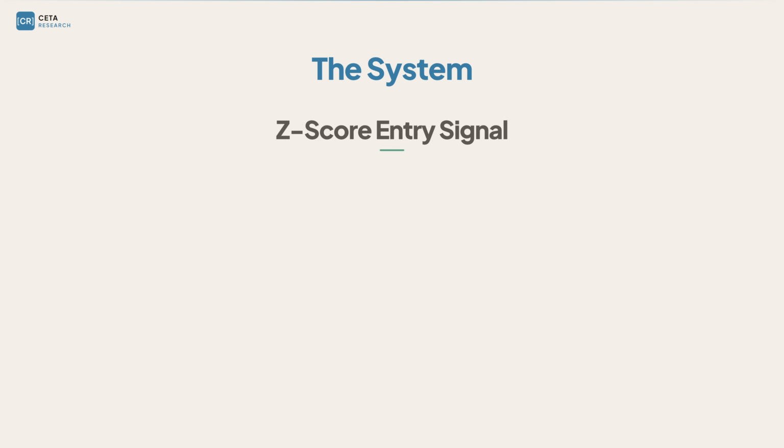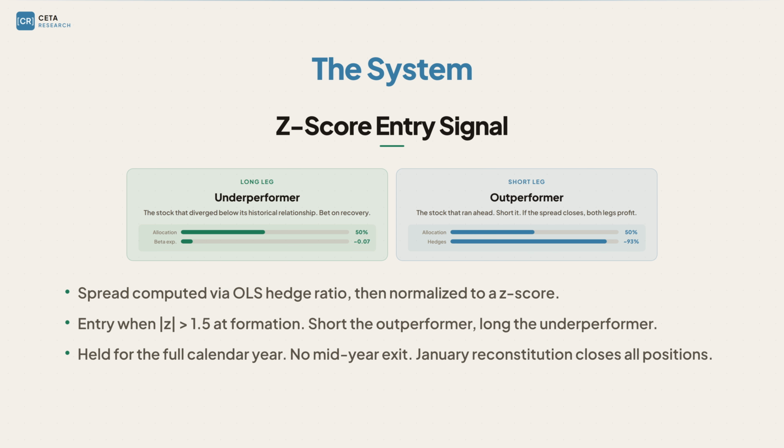The second component is signal generation using Z-scores. For each active pair, we compute the spread using the hedge ratio from ordinary least squares regression, and normalize to a Z-score. Entry happens when the absolute Z-score exceeds 1.5 at formation end. The spread has already diverged from its historical mean, so we're betting on convergence over the coming year. Short the outperformer, go long the underperformer.